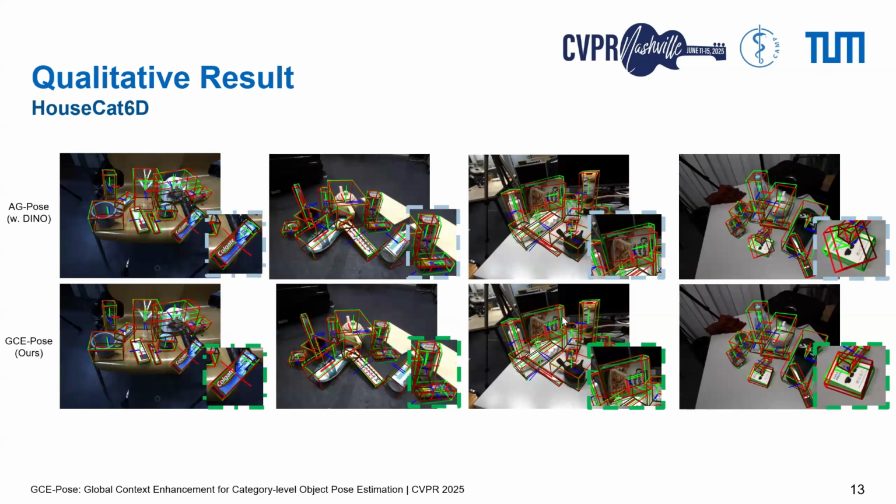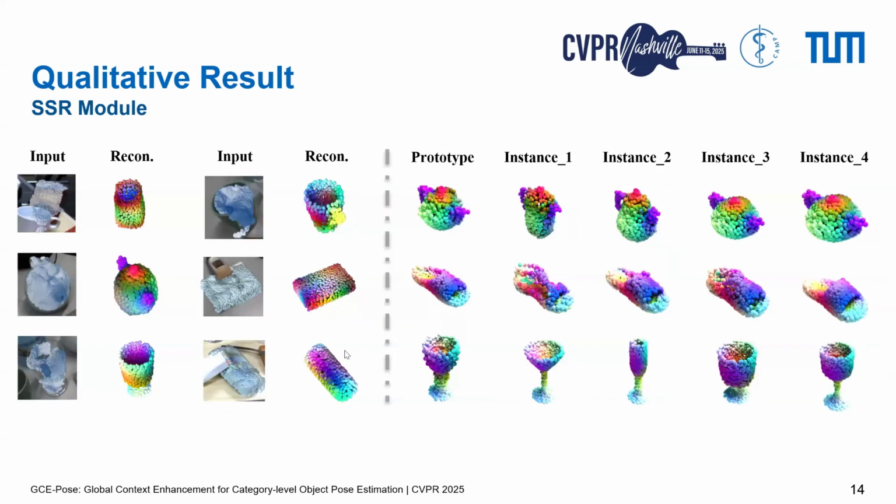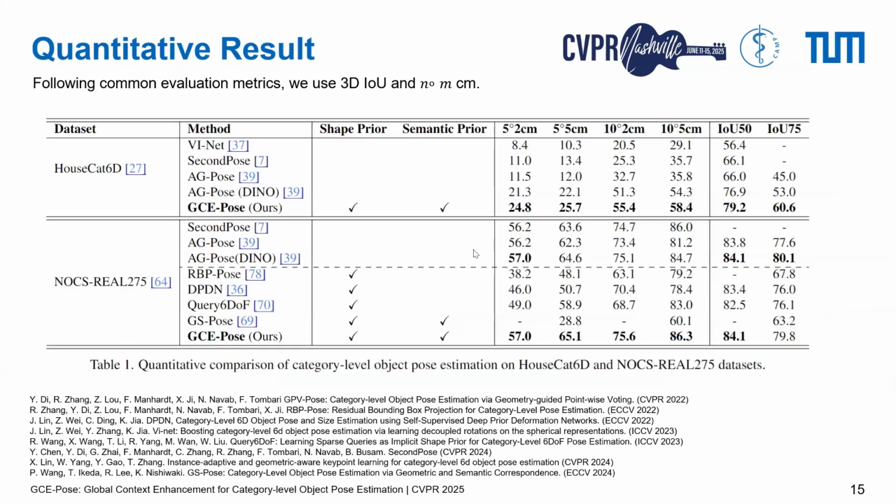Here's a qualitative result on HouseCat6D dataset, and compared to the state-of-the-art method HG-Pose, our method achieves a robust performance on hard examples like the box and tubes. Here are some qualitative results on the semantic shape reconstruction module, where the input is a partial point cloud. We can reconstruct a complete semantic reconstruction.